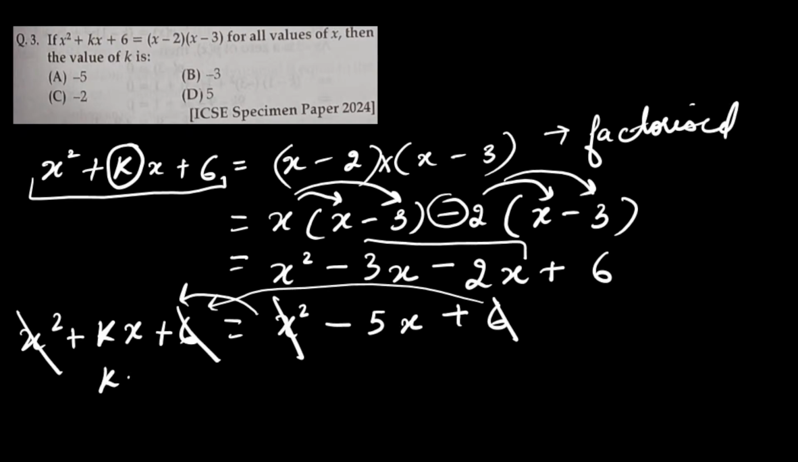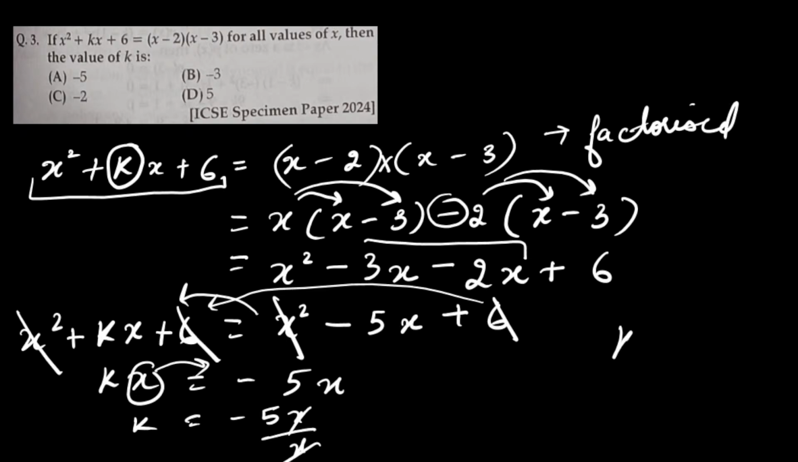So what I am left with, kx is equals to minus 5x. So x when you shift to other side, minus 5x by x. So x and x will get cancelled. So k is equals to minus 5. K is minus 5.